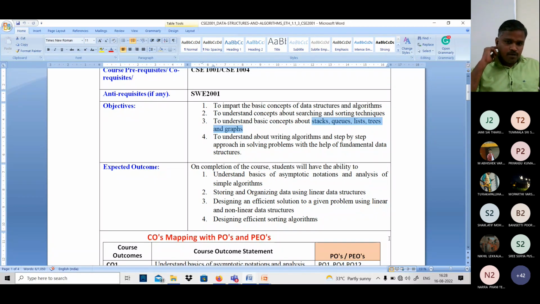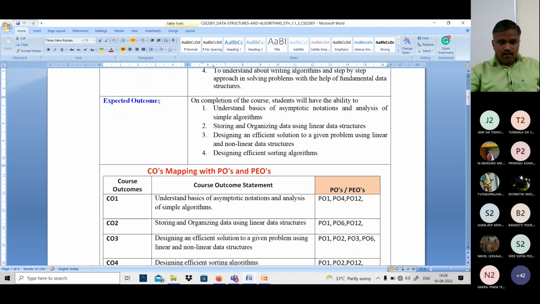When you are solving the problem, you can use these fundamental data structures to solve the problem, right? That is the thing. Then this is the course outcome. After completion of this course, what is the knowledge you will get? You will understand basic concepts of data structure, right?